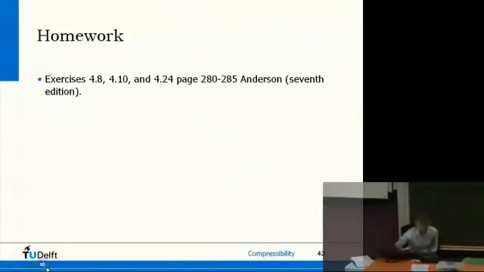Okay, then I finish with a few homework examples you can exercise at the end of the Anderson chapter, 4.8, 4.10 and 4.24, playing around with these compressible flow relations, isentropic flow relations, number 1, number 2, and the energy equation. It costs you, I think, half an hour or an hour in the weekend, but it gives you an idea on how well you can do that.